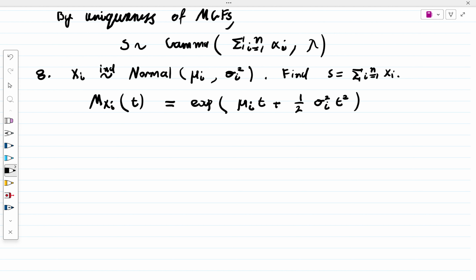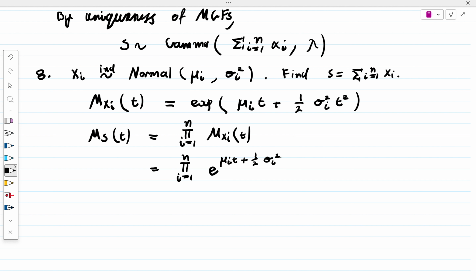From here, we can now find the distribution, or the moment generating function first, of the sum, which we know are independent. So it's the product from i equals 1 to n of the moment generating functions of the normals, which in this case is the product from i equals 1 to n of e to the power of mu i t plus a half sigma i squared t squared. That's just substituting in what we had above, rewriting it as e to the power of, as opposed to exponential of the term.